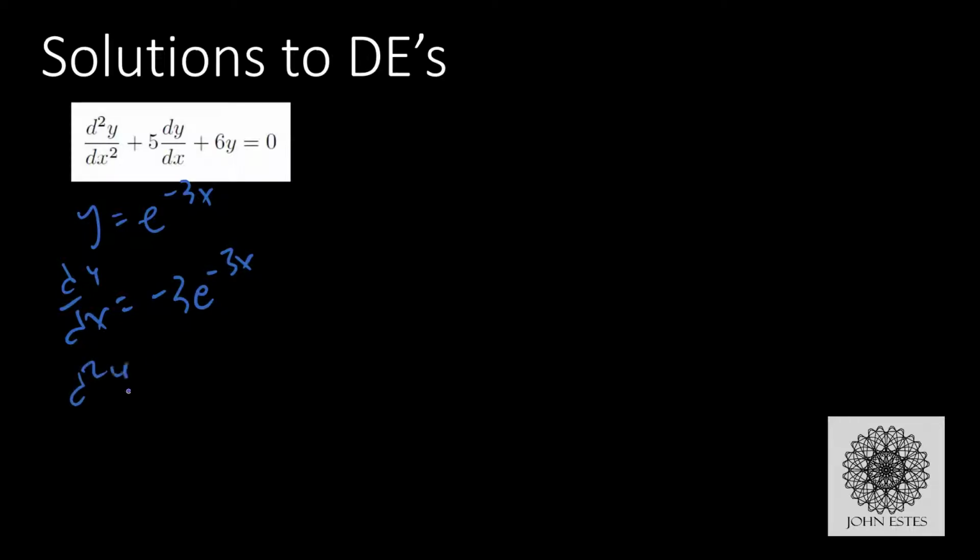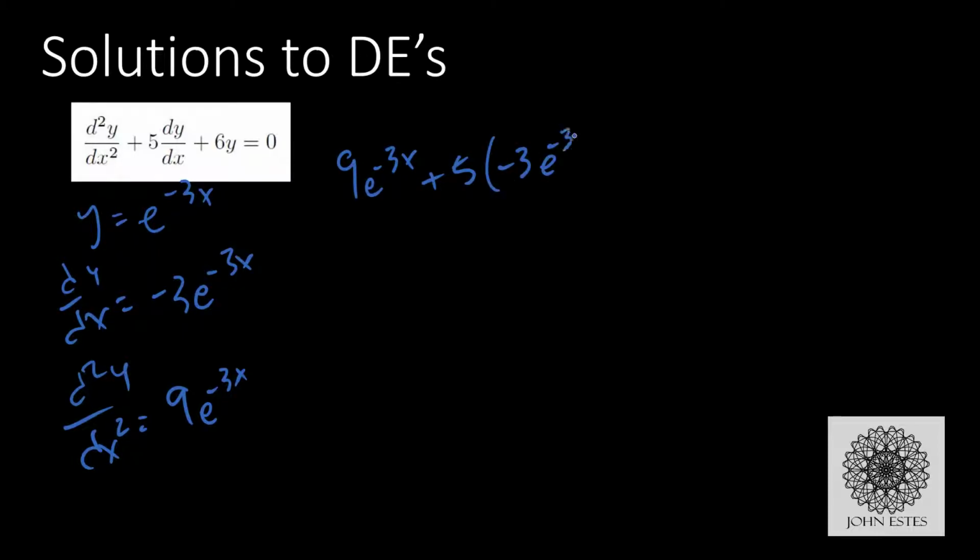The second derivative is 9 e to the negative 3x. If I plug it back into the original equation, I'm going to get a similar result. Watch, I'll have 9 e to the negative 3x plus 5 times negative 3 e to the negative 3x plus 6 times e to the negative 3x. And if you notice, that's going to be 9, negative 15, and 6. Those add up to be 0.